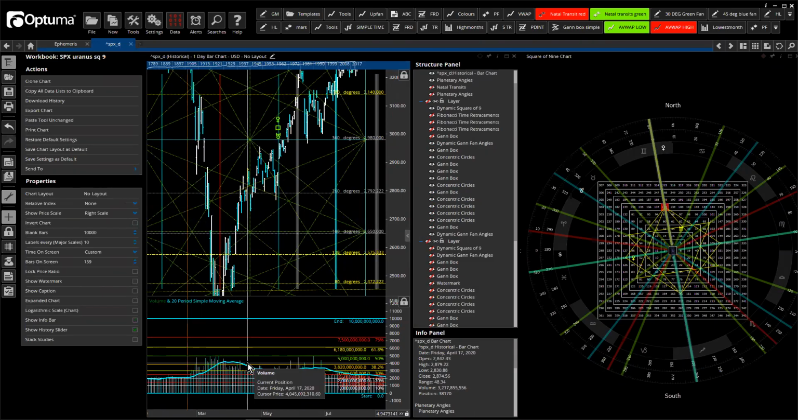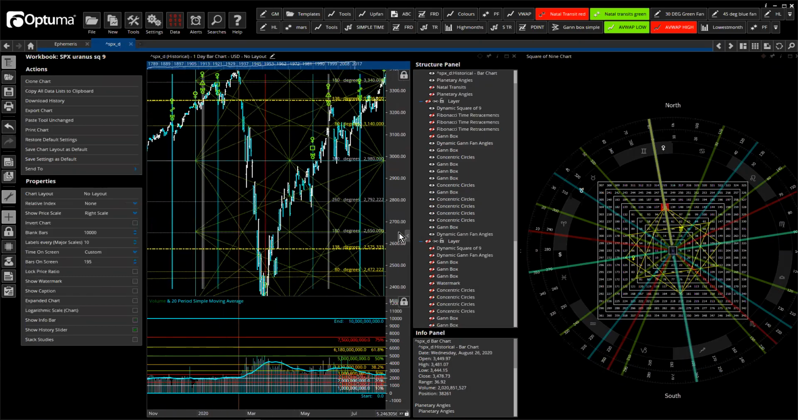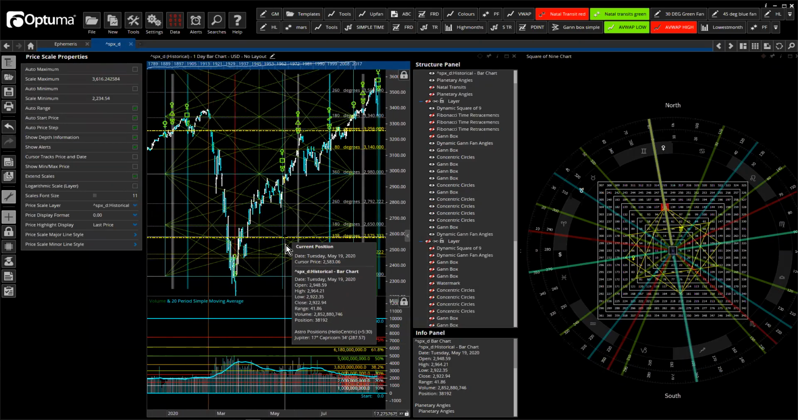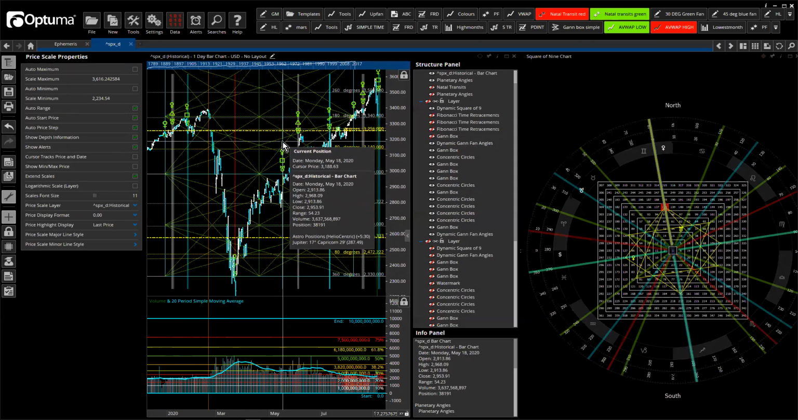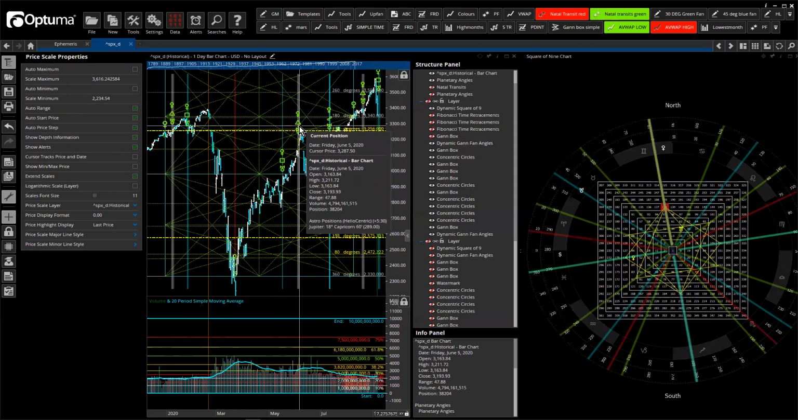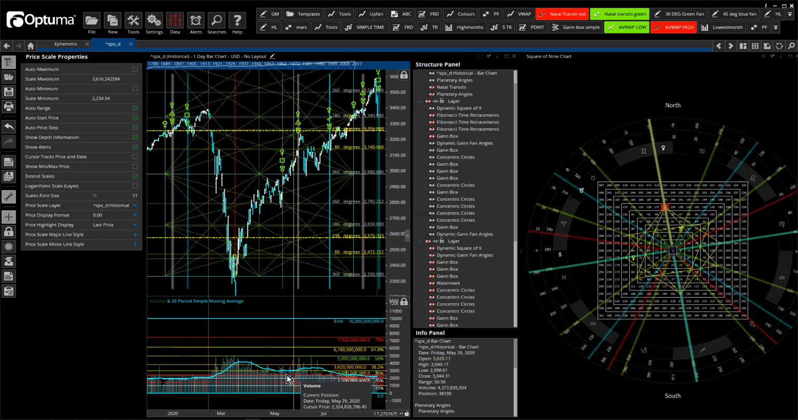And what's going on? Well, why is it a different speed? Why isn't it sticking on the 1x1 and falling to the natal position? Or why isn't it moving up and continue on like it did here? Well, look at the lull in volume.